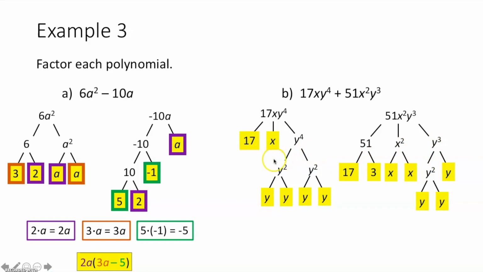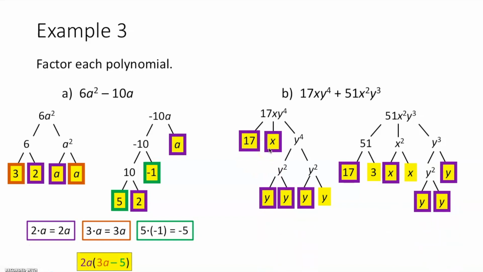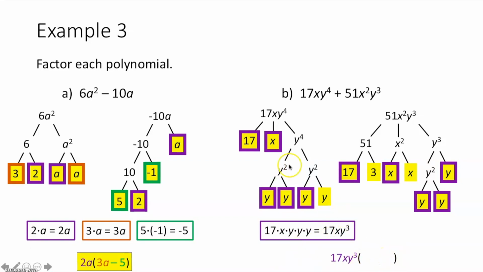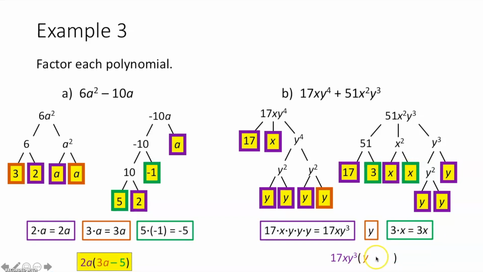Now, we look for a greatest common factor. So what do both of these have in common? Well, 17, an x, and they both have 1, 2, 3 y's. Therefore, the greatest common factor would be 17 times x times y times y times y, which is 17xy cubed. We're going to put that on the outside of a set of parentheses. What goes in those parentheses? Well, what's left from each of those terms? So in the first term, the only thing that's left is a y. So we put that. There you go. In the second term, what's left? Well, a 3 and an x. So what's 3 times x? That's 3x. Since it's positive 3x, we write y plus 3x.